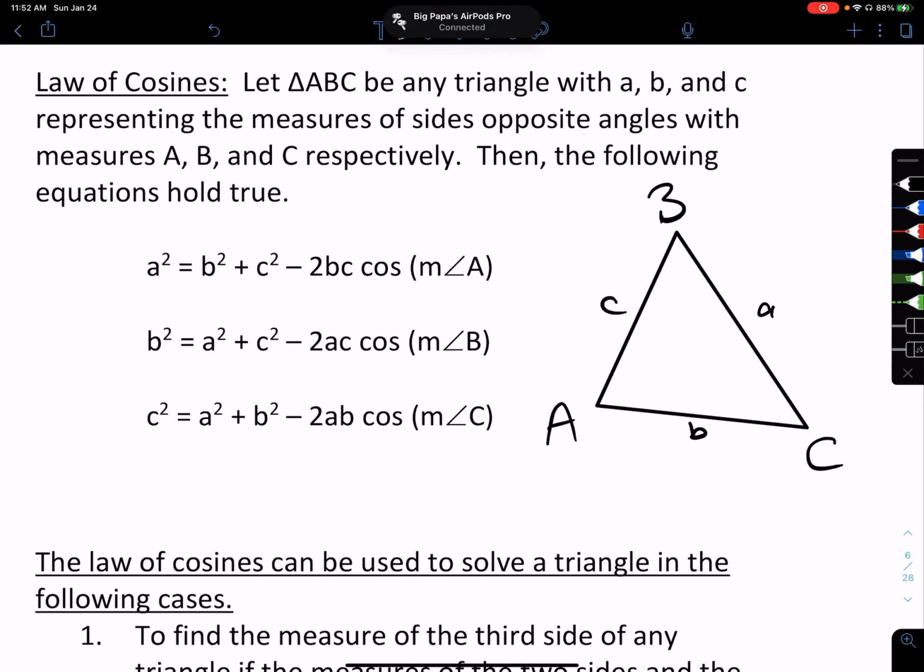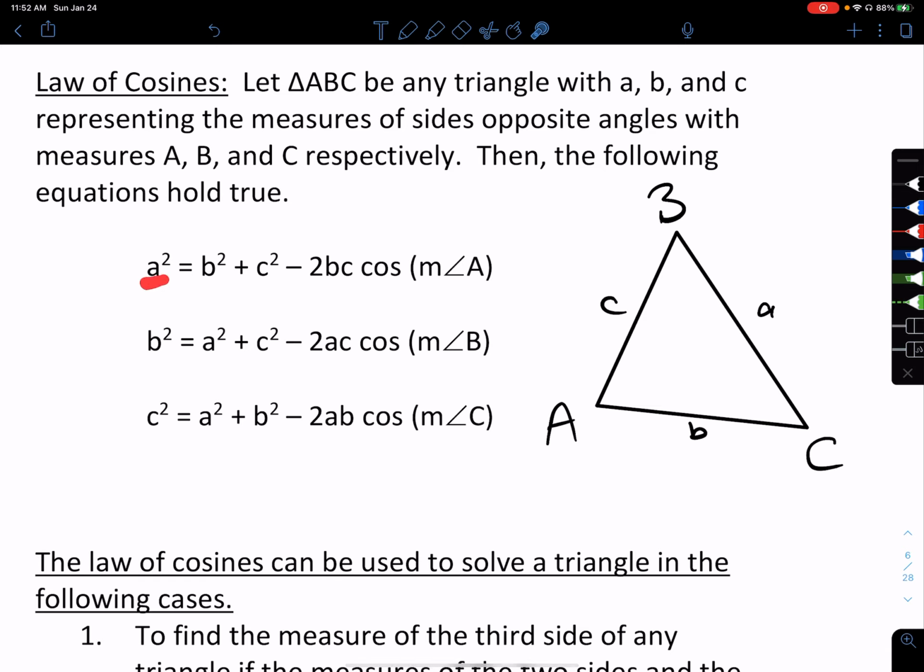Pre-AP Calculus, Notes 9.1. This is video 6 of 7, reviewing law of cosines. Let triangle ABC be any triangle with sides a, b, and c representing measures of sides opposite angles A, B, and C respectively. There's a picture that shows that. The following equations hold true.